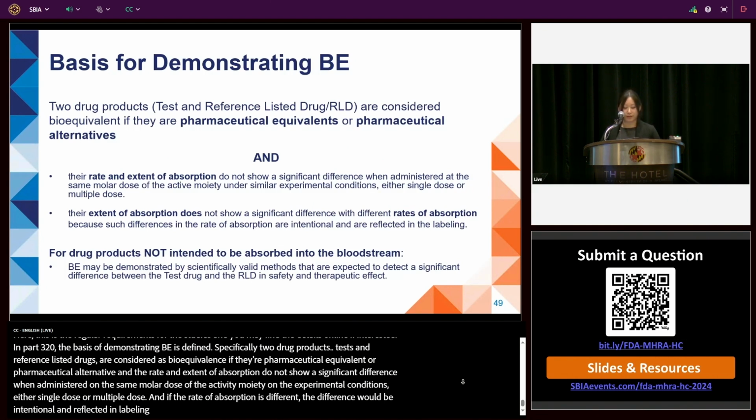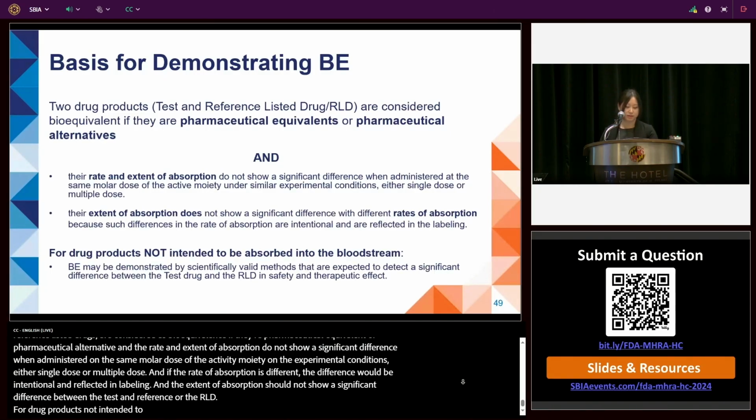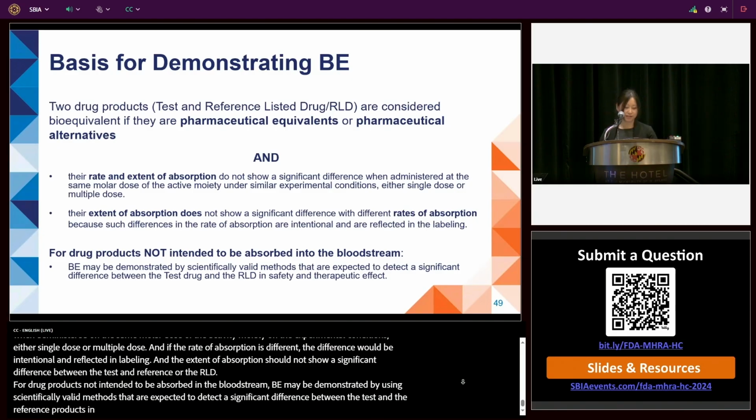And the extent of absorption should not show a significant difference between the test and the reference, or the RLD. For drug products that are not intended to be absorbed into the bloodstream, BE may be demonstrated by using scientifically valid methods that are expected to detect a significant difference between the test and the reference products in safety and therapeutic effect.